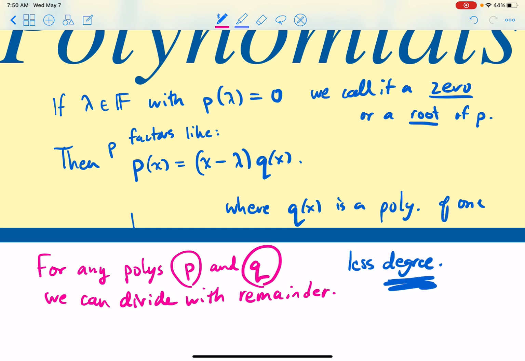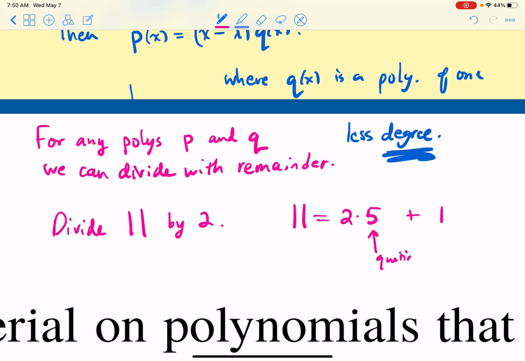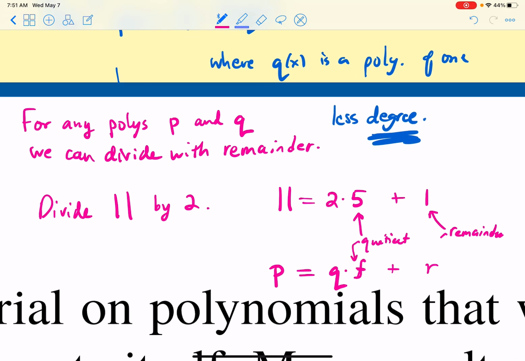let's say we divide p by q. Okay, let me just show you an example. If we divide 11 by 2, then what we get is that 11 is equal to 2 times 5 plus 1. We call this the quotient. Upon dividing by 2, we get a quotient of 5, and this is called the remainder. Okay? And exactly the same way, like how we divide 11 by 2, we can divide p by q, and then we get some polynomial f, I'm just giving it a name, plus some polynomial r for remainder. And the same thing, f we'd call the quotient, and r would be the remainder.